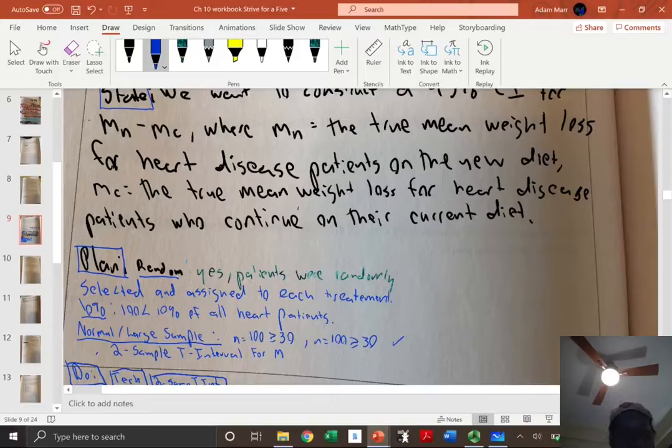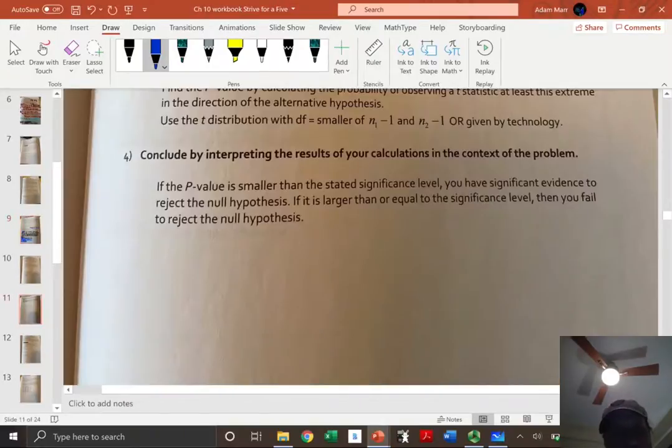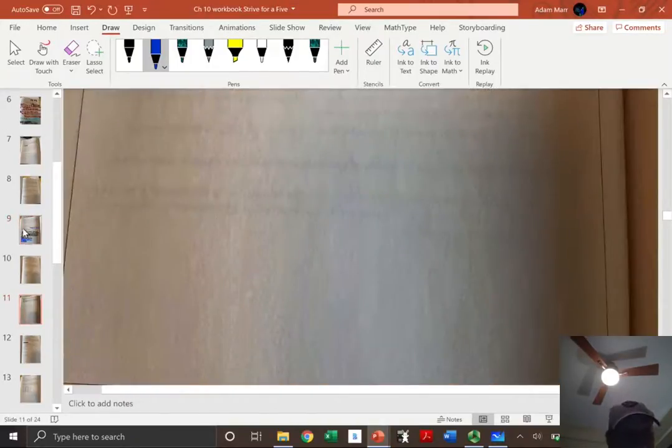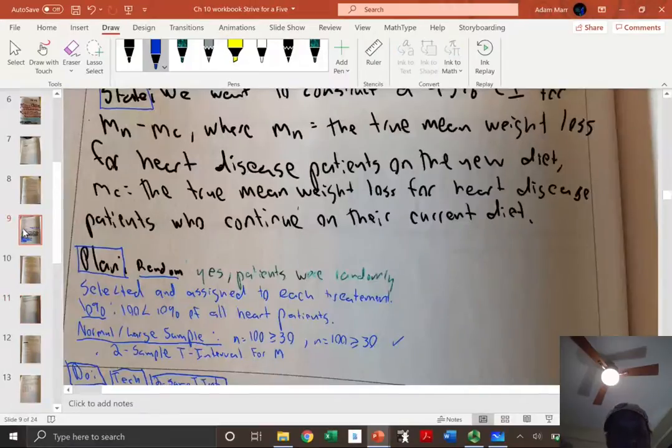100 is less than 10% of all heart patients. I'm sorry about that. That keeps on happening. 100 is less than 10% of heart patients for all heart patients, right? Each group is 100, so you didn't have to write it twice. And normal large sample: n equals 100 is greater or equal to 30. They're both greater or equal to 30, so we are good there.